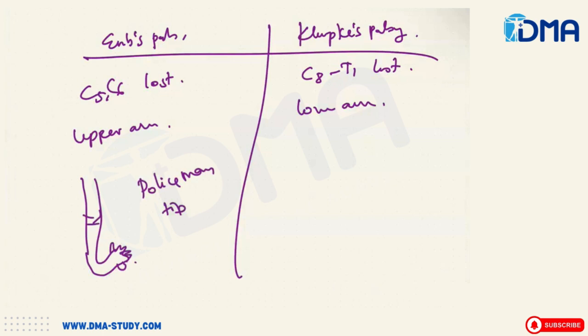Whereas in case of Klumpke's, since C8 to T1 will be involved, the ulnar nerve will be involved, and sometimes there is also a possibility of Horner syndrome to be present in this patient because of the cervical sympathetic nerve injury that can accompany Klumpke's palsy, which affects C8 to T1.